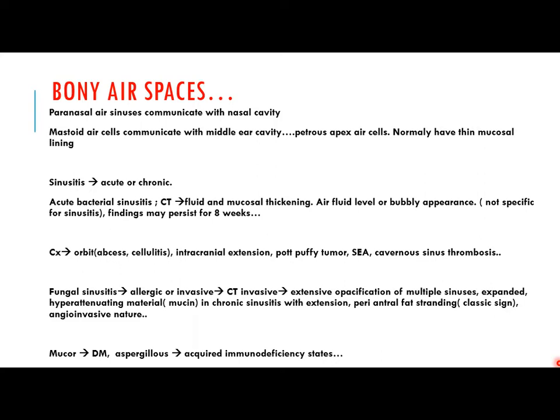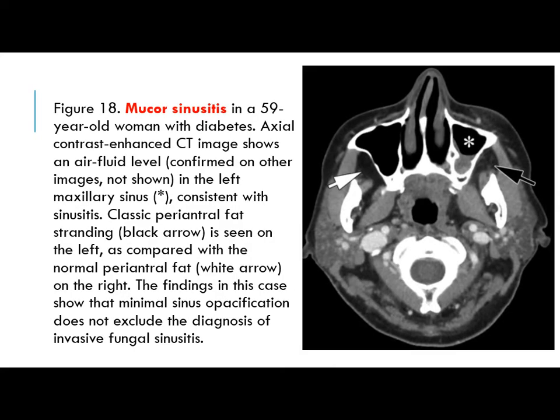So fungal sinusitis is either allergic or invasive. The invasive type is extensive opacification of multiple sinuses, which shows expanded sinus, hyperattenuating material, and extension to the periantral fat stranding. This is a classical sign. When we see the extension to the periantral fat, this is a classical sign of fungal sinusitis rather than the other causes of sinusitis. Actually, fungal is more common in immunocompromised patients, in diabetic patients.